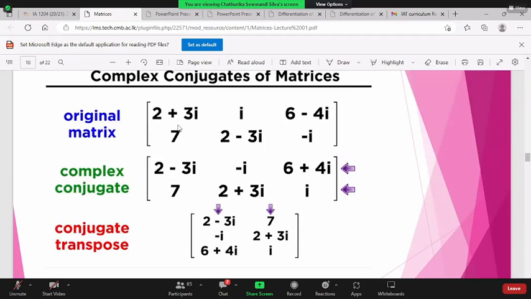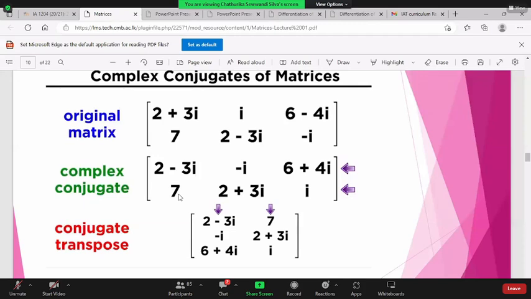Not the original matrix we have to transpose, but first out of the original matrix we need to find the complex conjugate. Then we are getting the transpose. Conjugate එක හොයලයි transpose එකට යන්නේ. So that means we are interchanging the rows and the columns.